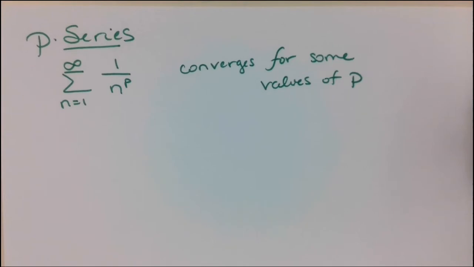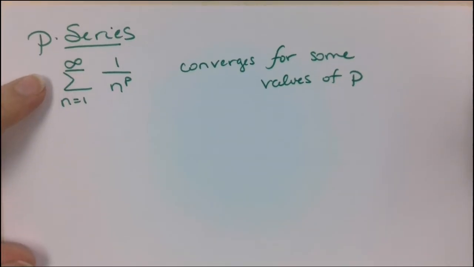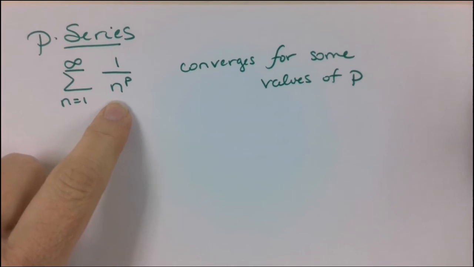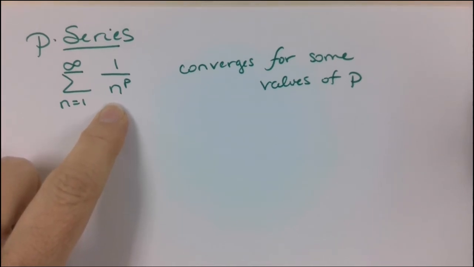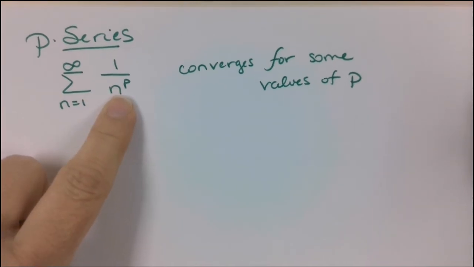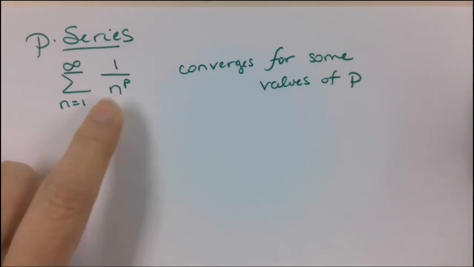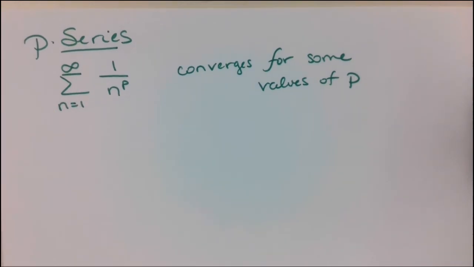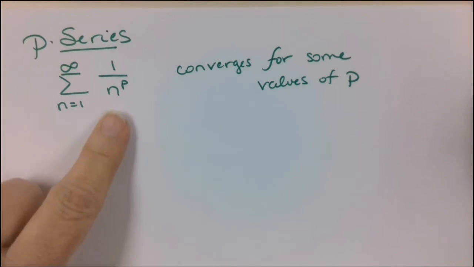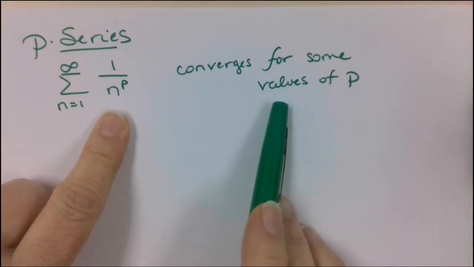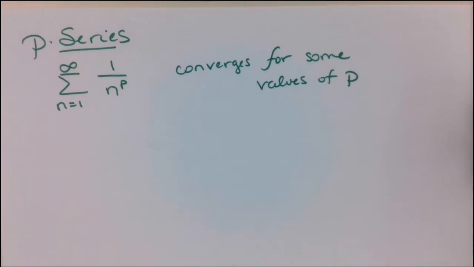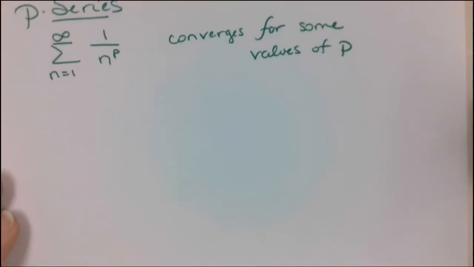So a P-series is an infinite series that we can write in this form where we have a constant over n to some exponent p. And what we're going to see here is that these series converge for some values of p, but not all values of p. And that's what we want to figure out: for what values of p does it converge, and for what values of p is it going to diverge? And we're going to use the integral test to determine this.